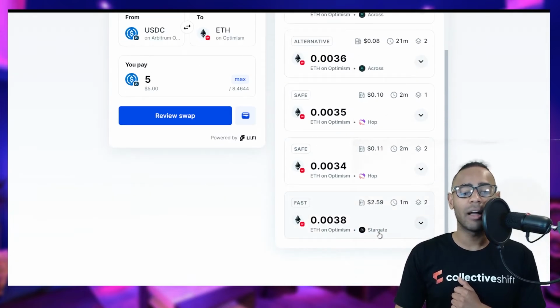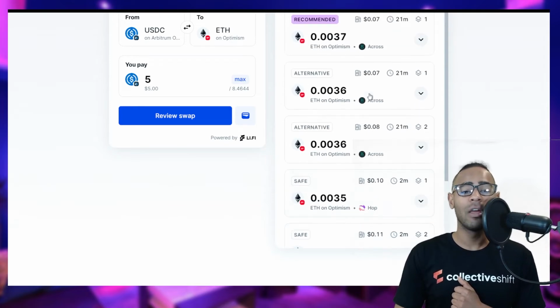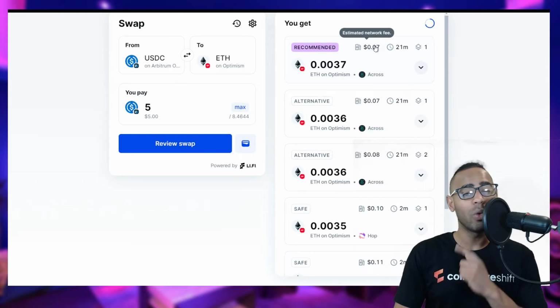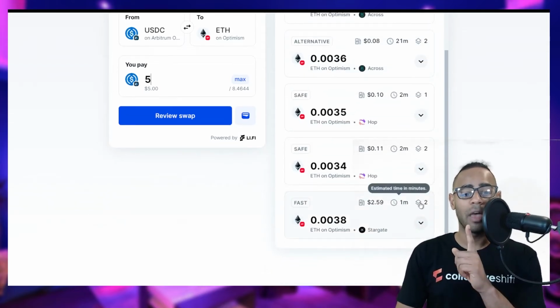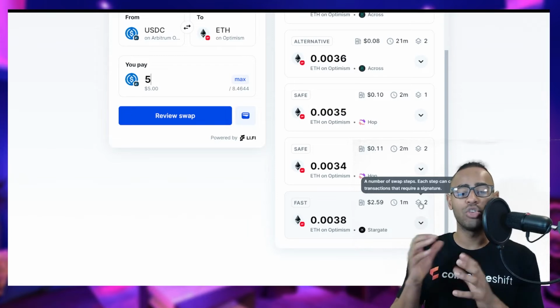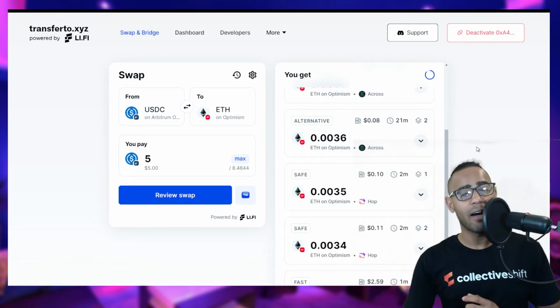Let's look at the non-recommended bridge. This is using Stargate. You're going to get 0.0038, which is a little bit more, but look at the fees. It's going to be $2.60 for a fee, whereas this is 7 cents only. Which one is really better for you, right? And this is only going to take 1 minute. And then, of course, it uses 2 different swapping layers. So I would really, really recommend using the Li-Fi bridge.